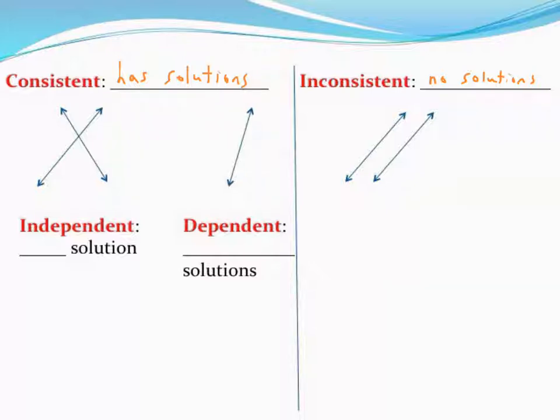If we say that something is consistent, we have to go a little bit further and say whether it's independent or dependent. Our normal lines that cross once are consistent because they have one solution, but we also say they're independent because they have one solution.